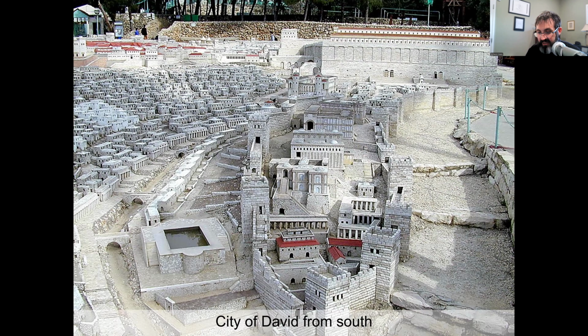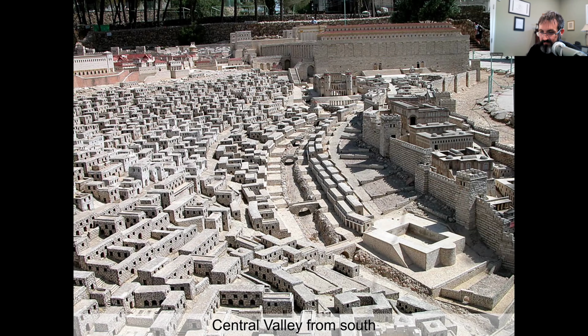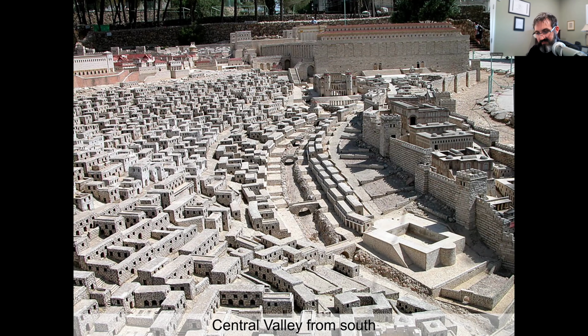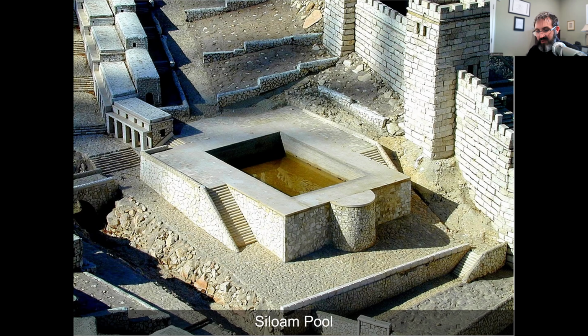And if we go down, we see the city of David from the south, and you can see the temple up there in the right-hand corner to the top of this photograph. And then down toward the left-hand side, you see this pool as the Pool of Siloam. Now, eventually, this was really a decorated place with a porch and everything. So this is a very simple model. But there we go. That is an artist rendering.